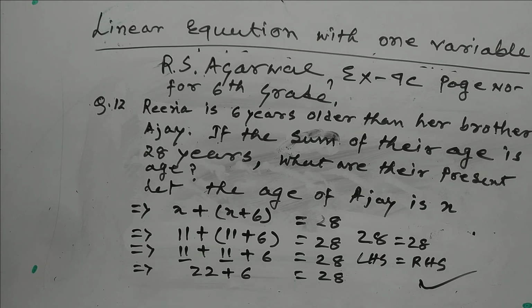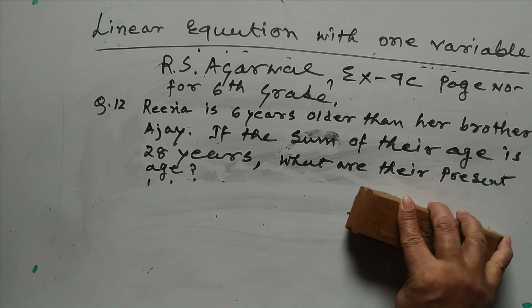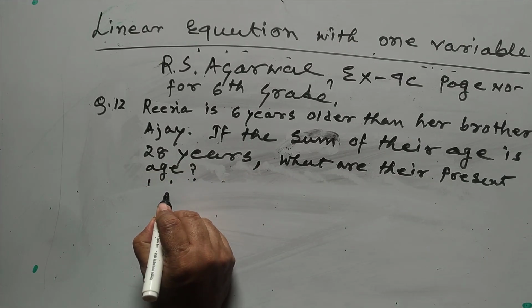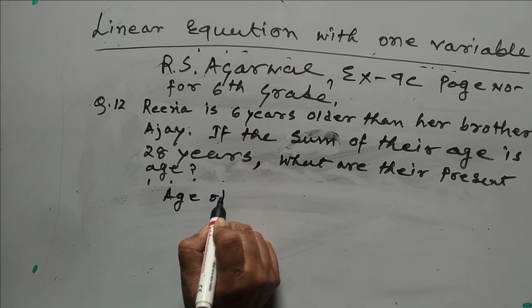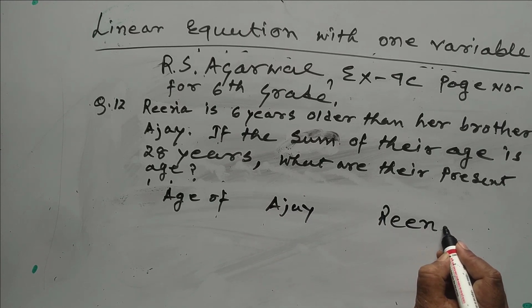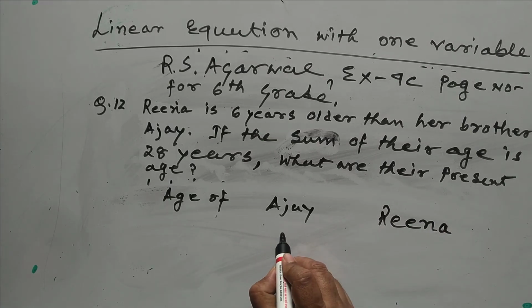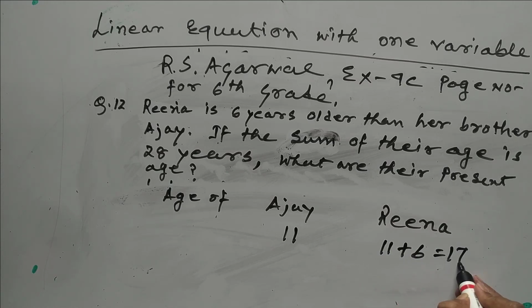So the age of Ajoy is 11 and Rina is 11 plus 6 equals 17. I think there is no problem.